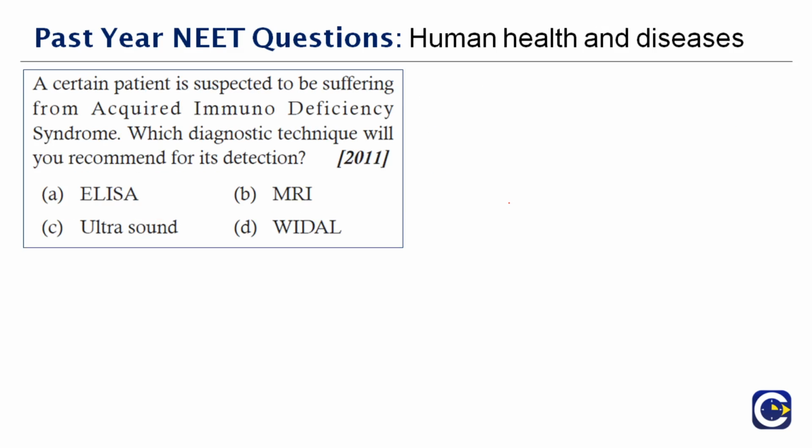Next question here. A certain patient is suspected to be suffering from acquired immunodeficiency syndrome. Which diagnostic technique will you recommend for the detection? So you have 4 options here: ultrasound, MRI, Vidal, and ELISA. So the right answer to this question is option A, ELISA. ELISA is a fundamental tool for clinical immunology, and it is used for the initial screening of HIV detection. The full form of ELISA is enzyme-linked immunosorbent assay.